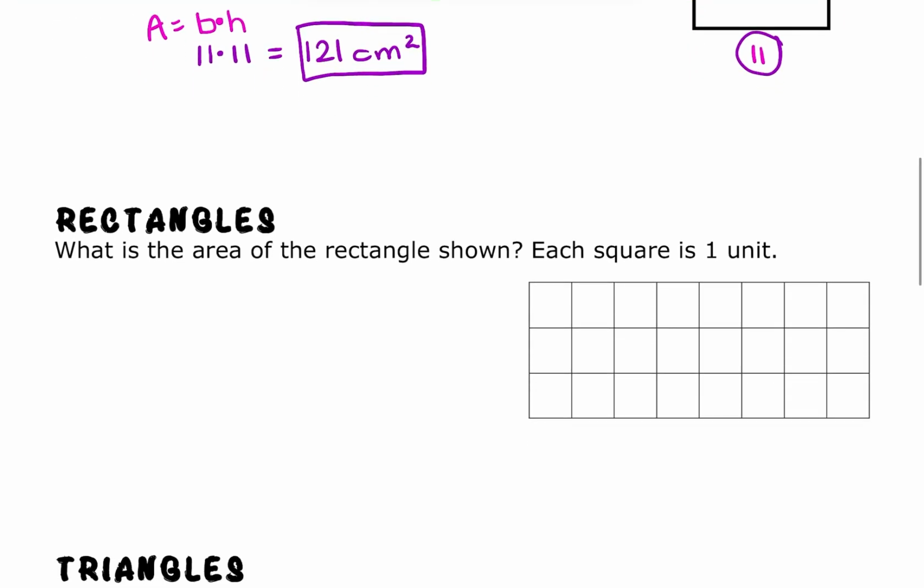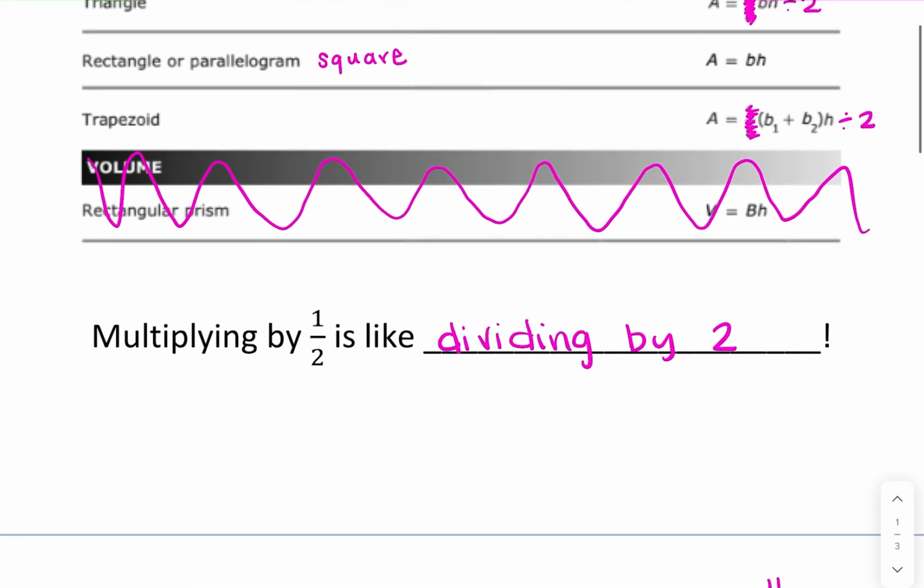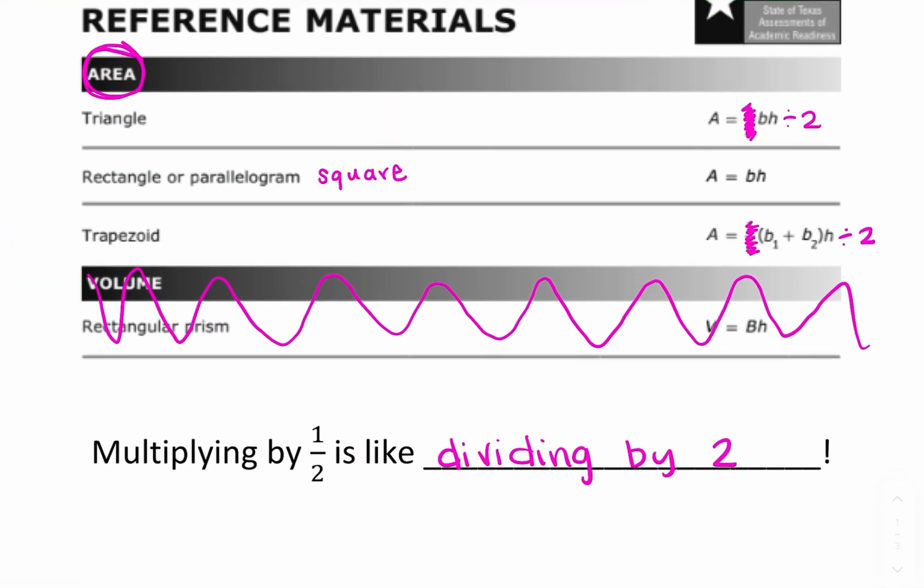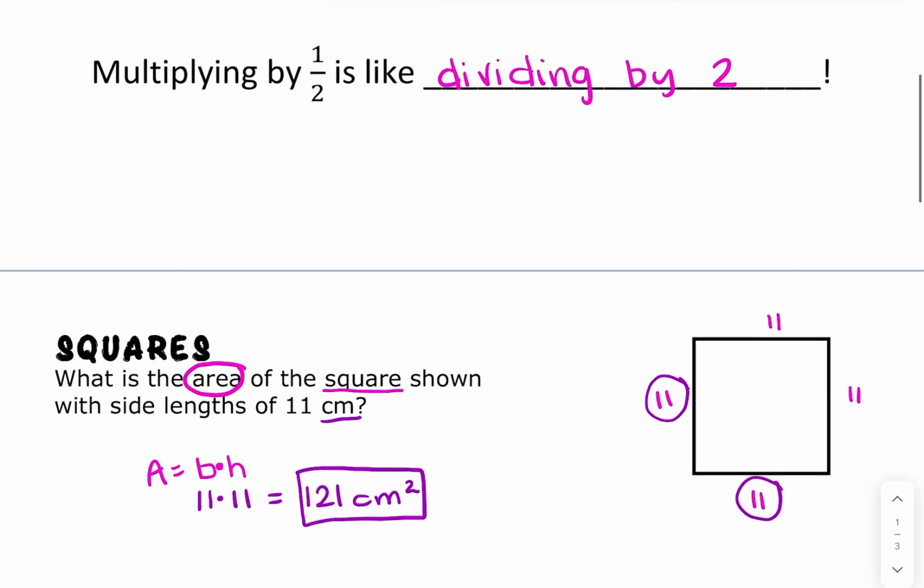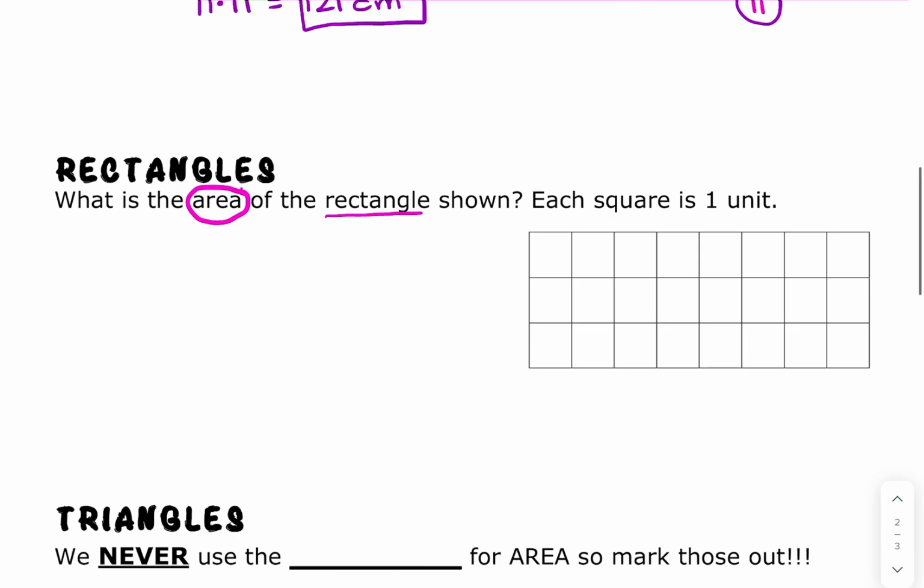All right, let's move on to rectangles. So rectangles, unlike squares, one of the sides is longer. So it says, what is the area of the rectangle shown? Each square is 1 unit. So that means area of a rectangle, WTF, write the formula. So a rectangle is also A equals BH. So I'm going to write the formula. That is always our first step. And that tells me I need a base and a height.